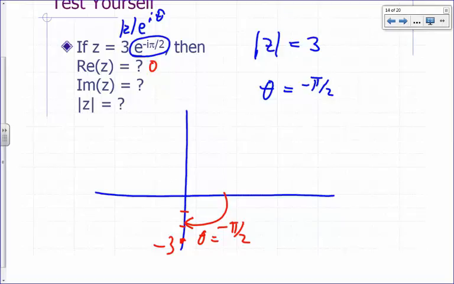Zero, right? Okay, so z is 0 plus negative 3 times i. The imaginary part is negative 3. What's the absolute value of z? It's 3.